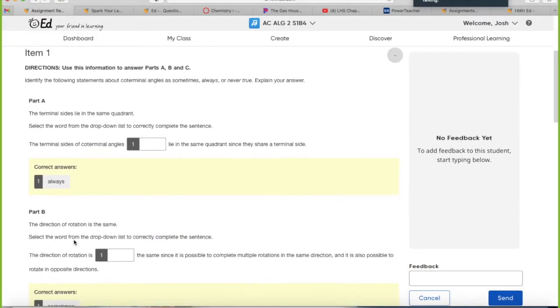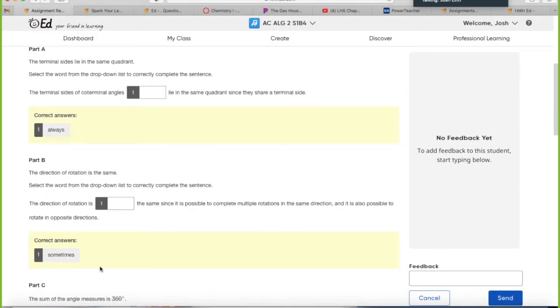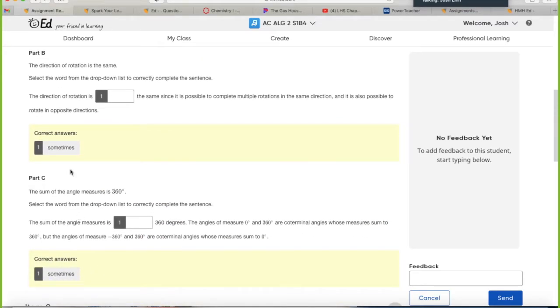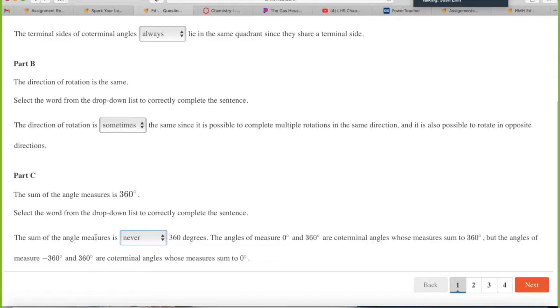So always is what we got. Sometimes is what we got. That was the positive and negative one. And then sometimes, yeah, okay, I'll agree with that, because it gave us an example of when it was 360 and then when it wasn't 360.